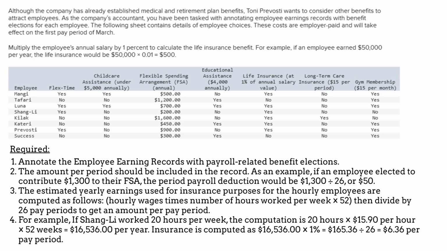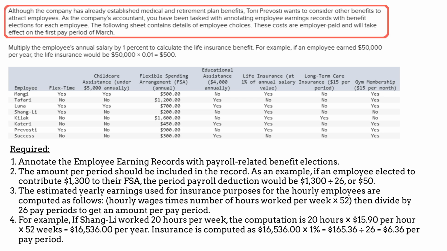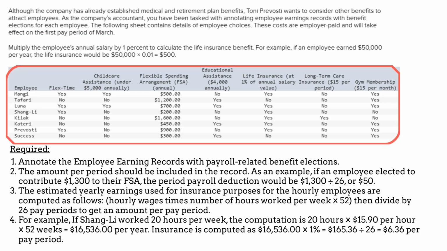In the next section, we learn that Tony Prevosti wants to implement additional fringe benefits to attract employees. As the company's accountant, you have been tasked with annotating employee earnings records with benefit elections for each employee. The table shows the employees and each of the fringe benefit elections for flex time, child care assistance under $5,000 annually, the flexible spending arrangements annual amount, educational assistance for $1,000 annually, life insurance which is 1% of the annual wage or salary, long-term care insurance for $15 per period, and gym membership which is $15 per month.